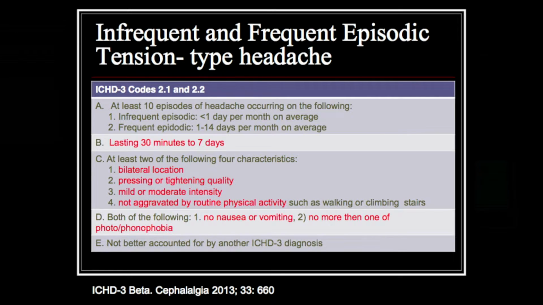Migraine is aggravated by routine physical activity. This is not. And then they also generally tend to lack the associated symptoms that we see with migraine. There's usually no nausea or vomiting, at least with infrequent or frequent episodic tension type headache. But they can have either phonophobia or photophobia as an isolated symptom, not both together, and still meet criteria for infrequent or frequent episodic tension type headaches. And basically, it's frequent episodic if they have 1 to 14 days per month on average, and it's infrequent episodic if they have less than 1 day on average.